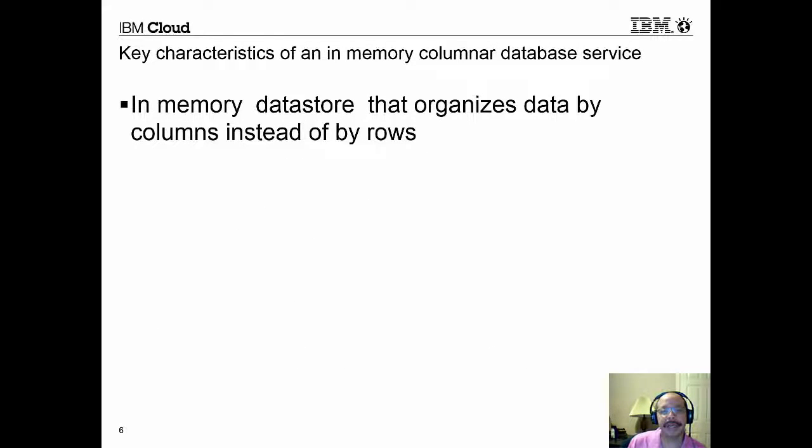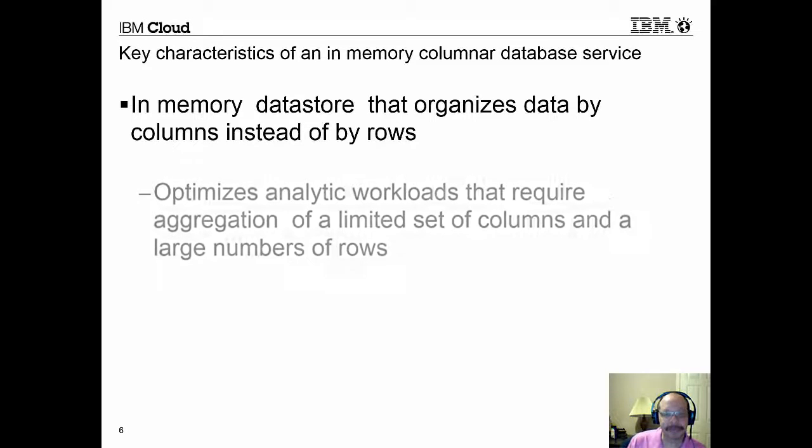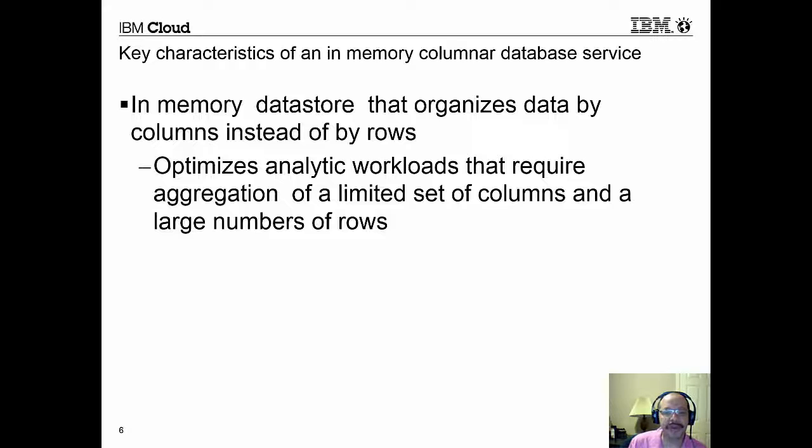Now let's look at in-memory columnar database services. These are in-memory data stores that organize data by columns instead of by rows. This proves especially useful for analytic workloads that require aggregation of a limited set of columns with a large number of rows. So consider a reporting application that needs to report on financial data for a given company.